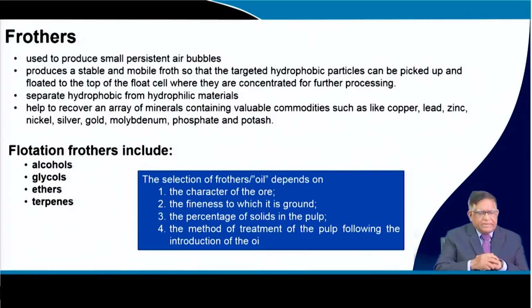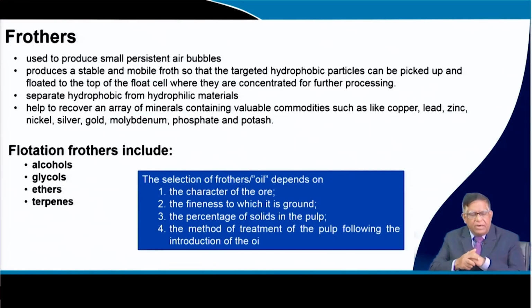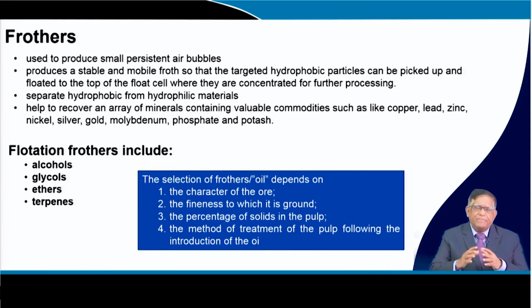So, these frothers are exactly used to produce small persistent air bubbles, so that the bubbles do not collapse, and it produces a stable and mobile froth, so that the targeted hydrophobic particles can be picked up and floated to the top. That is the basic principle of taking the mineral out and separating the gangue mineral. The froth will have to be formed and keep on flowing.